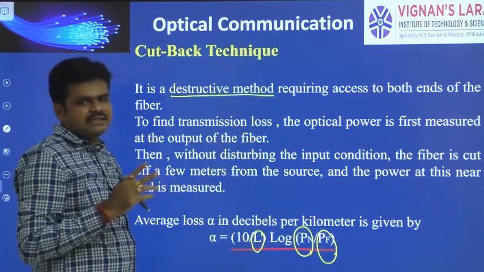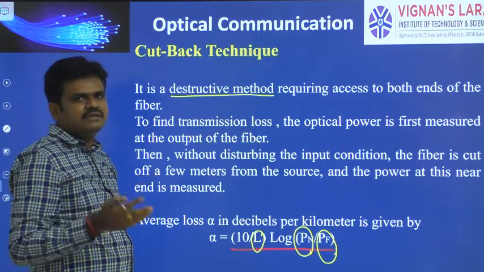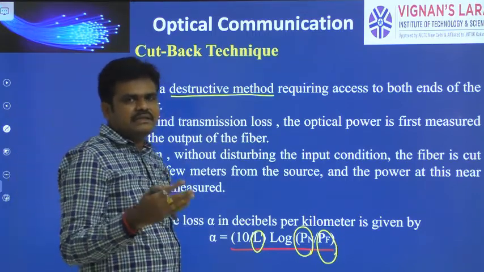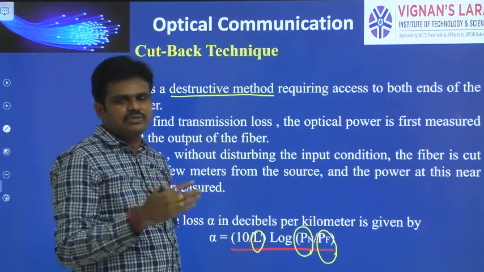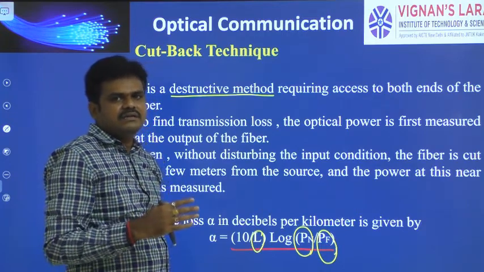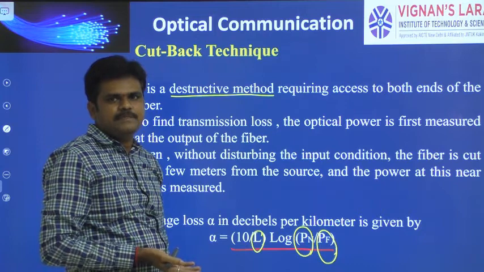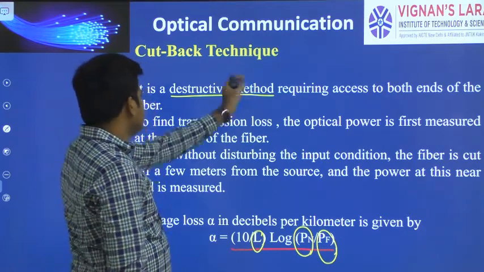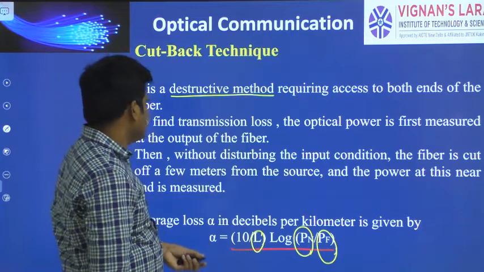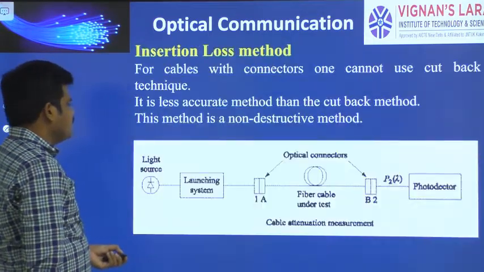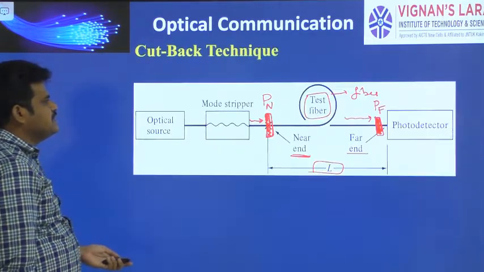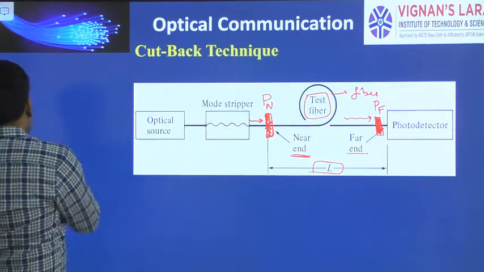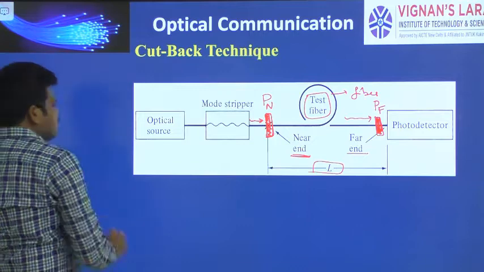It means we are cutting the optical fiber cable and we are finding the power at the two points, near end and far end. So here the cable is destroyed, and this method is called the destructive method. But there is a limitation for this method.